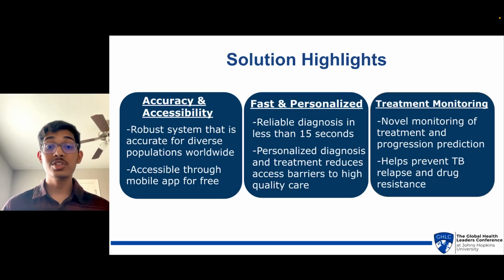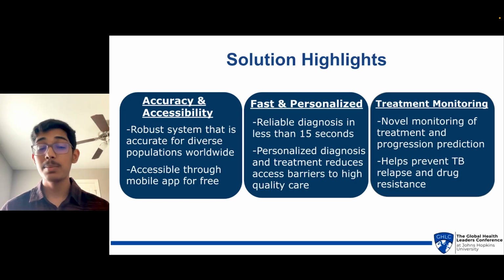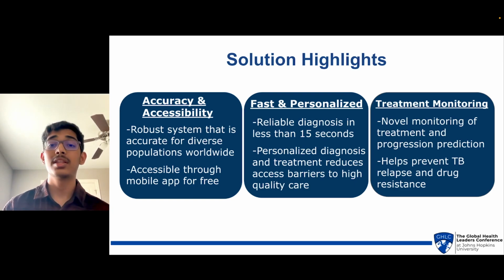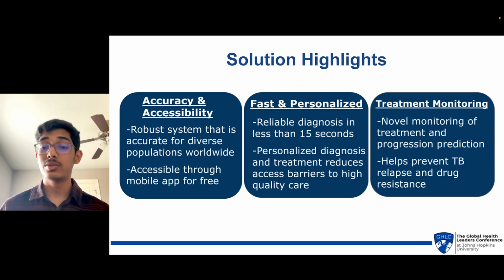research. Firstly, the ML model has high accuracy and accessibility as it was trained on diverse populations worldwide. It can be easily accessible worldwide through a web app or a mobile app for free. In addition, it's fast and personalized. It can provide a reliable diagnosis in less than 15 seconds and helps prevent TB relapse and drug resistance by ensuring the treatment is accurate.